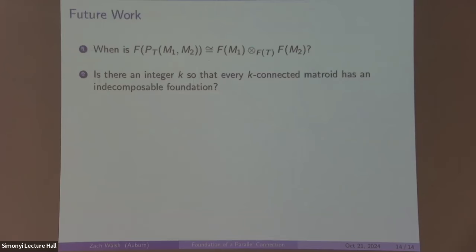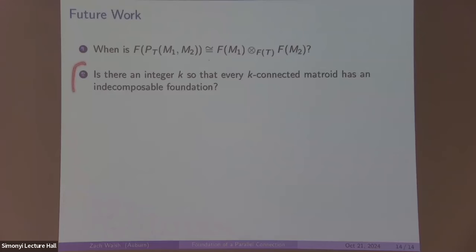Okay, so I'll just finish with a couple questions for future work. I think Victoria asked this question already: when do we have an isomorphism here? In some cases we do, in some cases we don't, as we've seen in this talk. It could be possible to characterize when we have an isomorphism. And I think this would be important for future work with matroid foundations, just because this generalized parallel connection operation is so general. It'd be nice to answer this question.